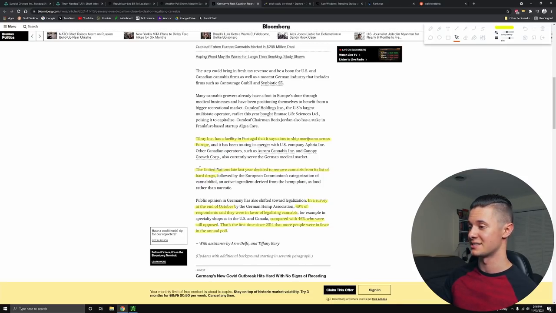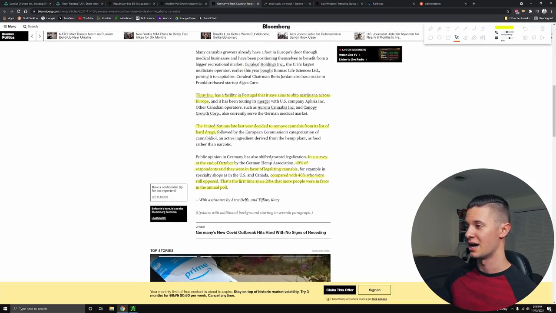It is a big tax opportunity. And I will say that Tilray specifically could benefit from this because they have a facility in Portugal that aims to ship marijuana across Europe. So Tilray already has a bit of a head start. Sundial could be benefiting from this as well.